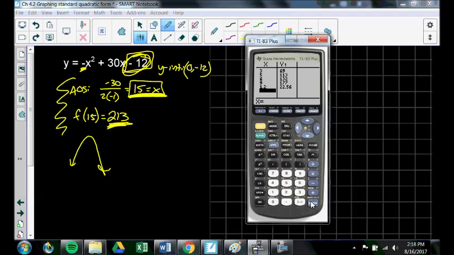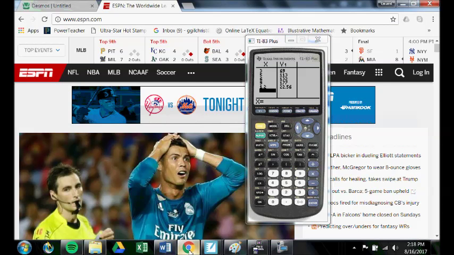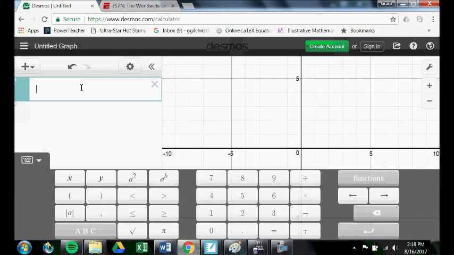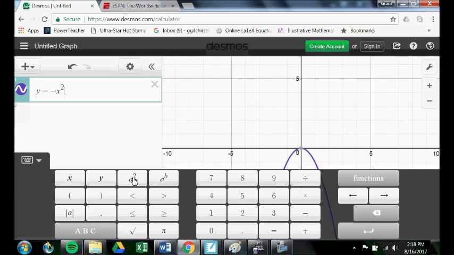We can also do all of this on Desmos. Desmos is wonderful. Here I can just type this and go to y equals negative x squared. And if you can't find x squared, this is kind of cool. You can just do xx, because x squared means x times x. So if I do negative x, go down.